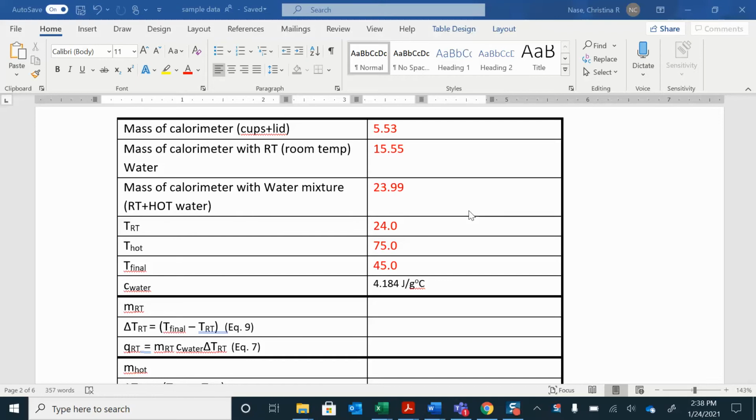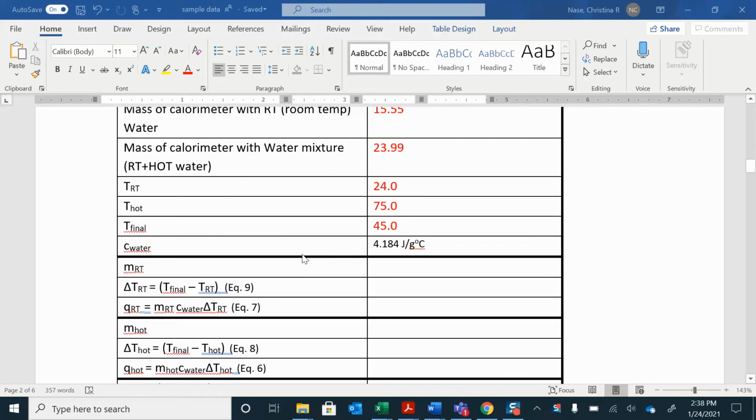So let's jump into some of these calculations. You should have already collected all the data that's in red. Okay, and then this is a constant, so the heat capacity of water, specific heat of water, is going to be 4.184. We're going to need that.